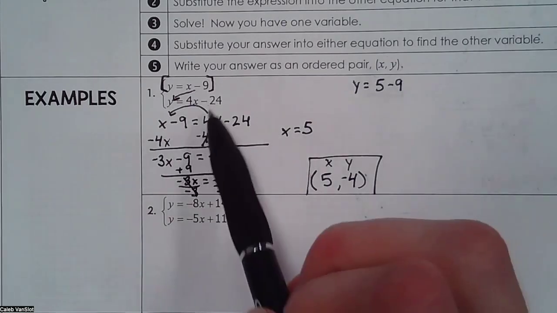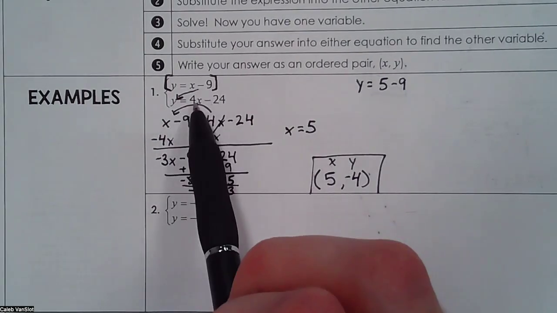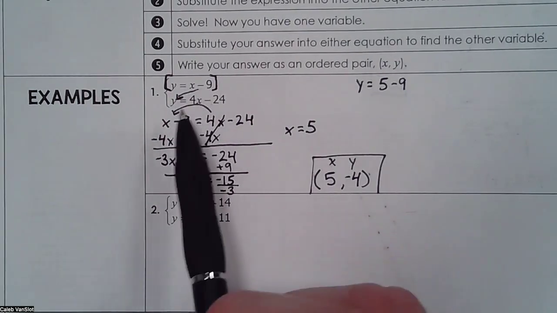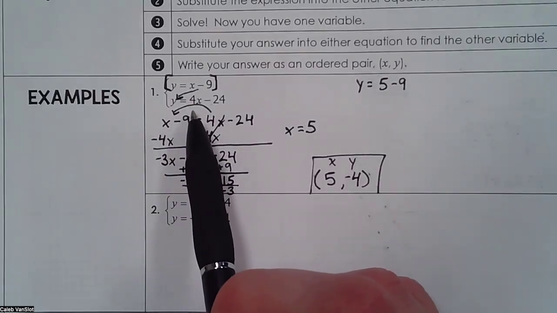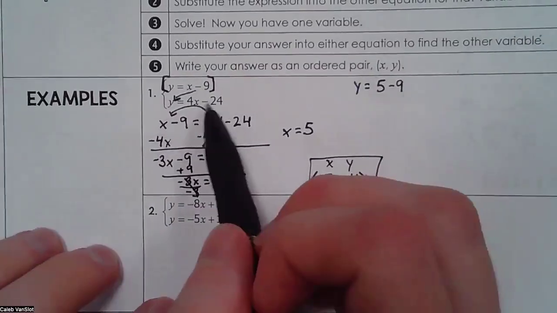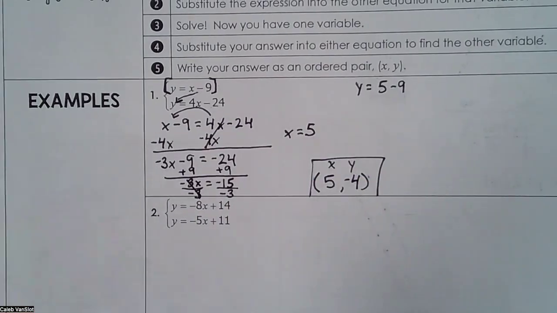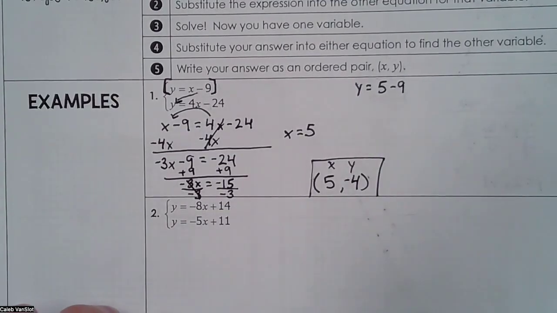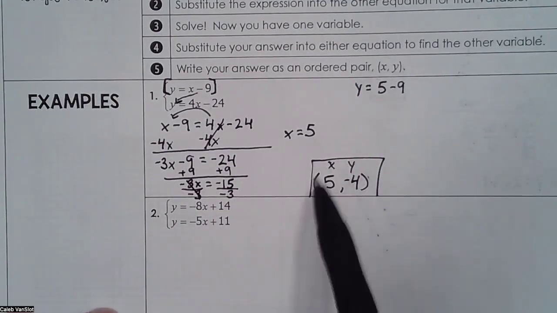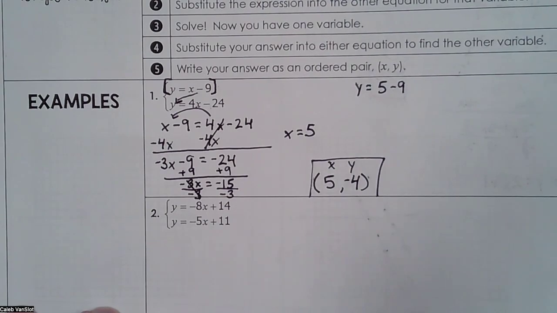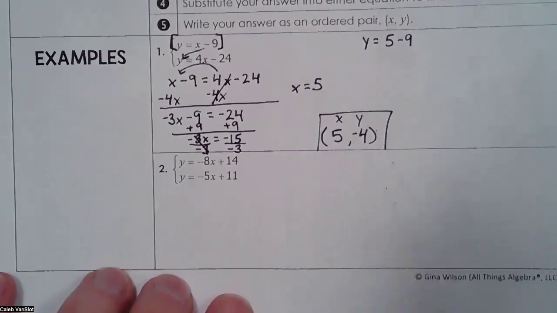So these two equations right here, this system of equations, you could absolutely graph these as well, right? But do you really want to graph a -24 on the y-axis? You'd have a huge graph. So when you have really big numbers, you can just substitute to find out the x, y where they intersect. Okay. Let's take a look at another one.